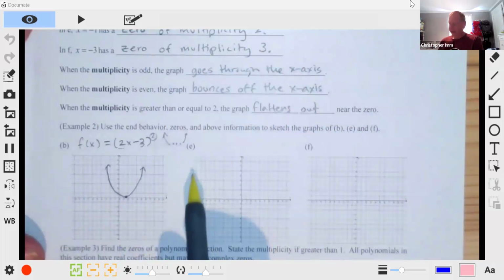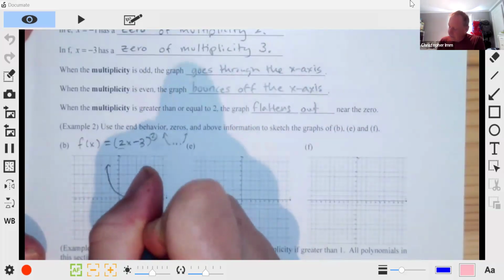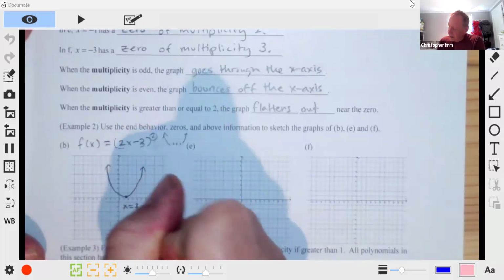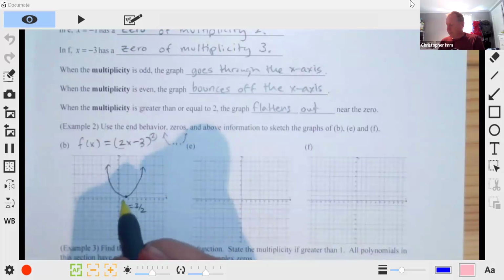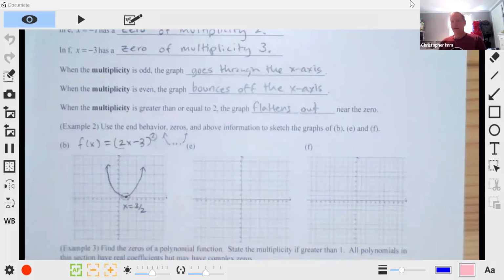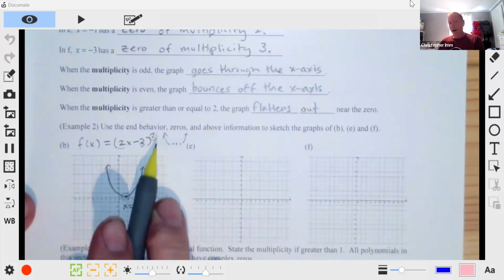So we have the end behavior, we have the 0 is equal to x is equal to 3/2, and notice that it bounces off that x-axis. So locally, when we're looking for these zeros, it actually is going to behave like the power on the factor.